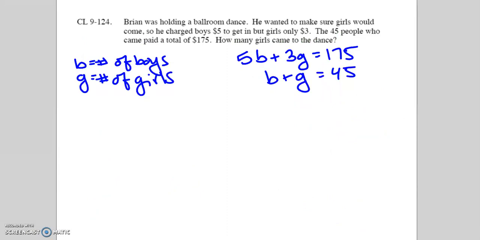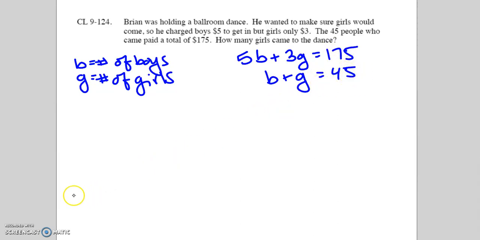Alright, so we have two unknown variables here. How many boys, how many girls came to the dance? So B is going to represent the number of boys, G is going to represent the number of girls. $5 per boy plus $3 per girl for a total of $175. And the number of tickets, boy tickets plus girl tickets, had to be 45, so therefore 45 people.